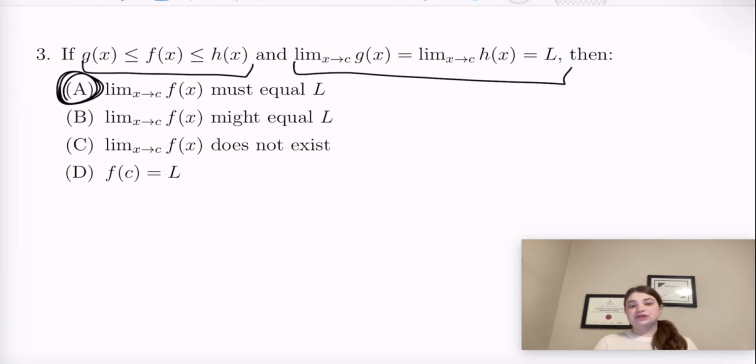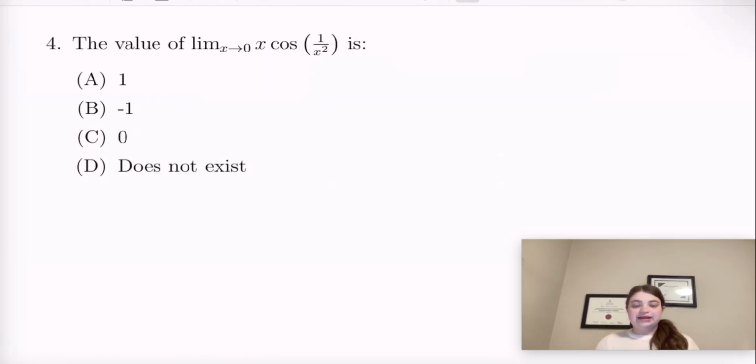And so this question is really just checking to make sure that we know what the squeeze theorem states. All right, let's do this fourth multiple choice question. It asks about the limit as x approaches 0 of x cos of 1 over x squared and what that would be.